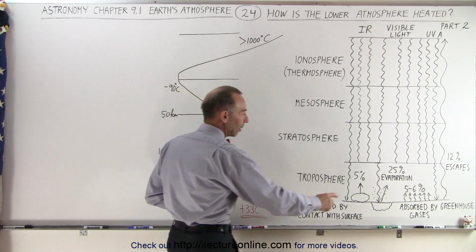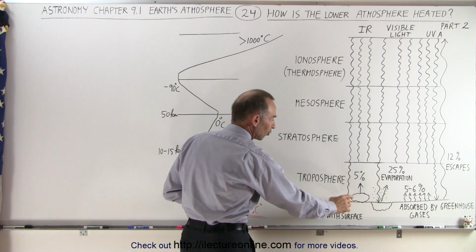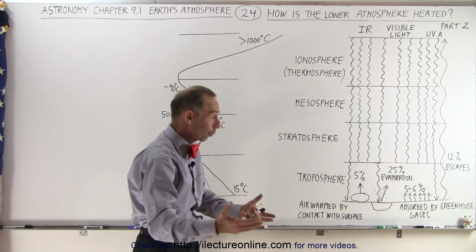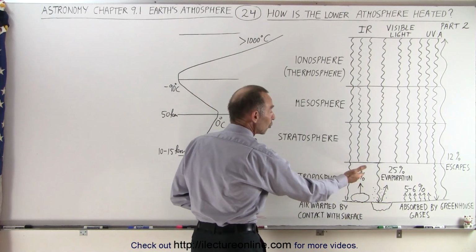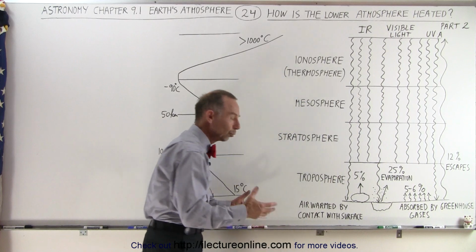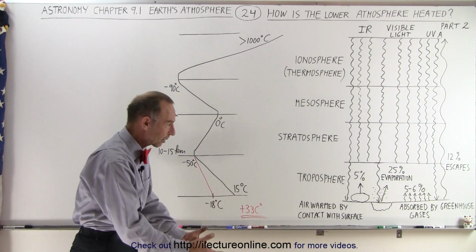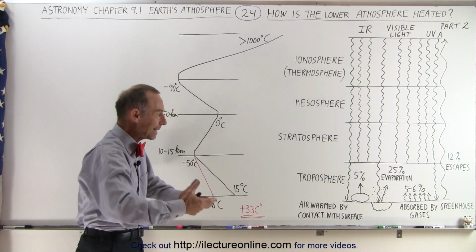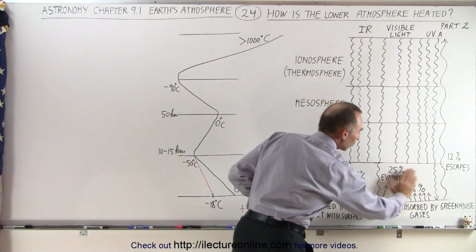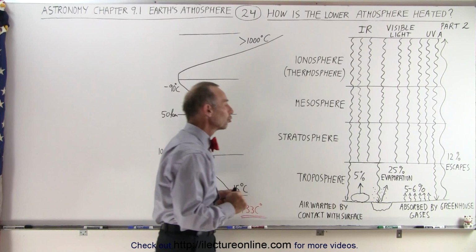And so we can see that of the 48% that reach the surface, 5%, that's about 10% of the total reaching the Earth, gets back into the troposphere, heats up the troposphere through convection currents, through the warm air, through the air making contact with the surface, then expanding, heating, and then slowly rising back, redistributing that heat to the remainder of the troposphere.